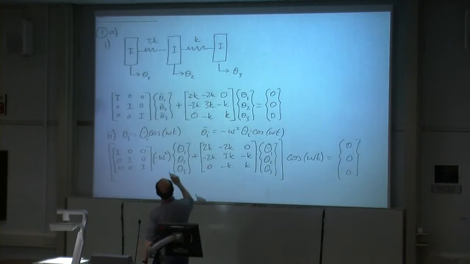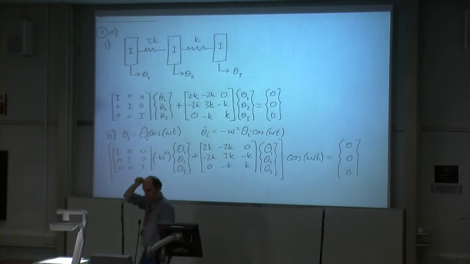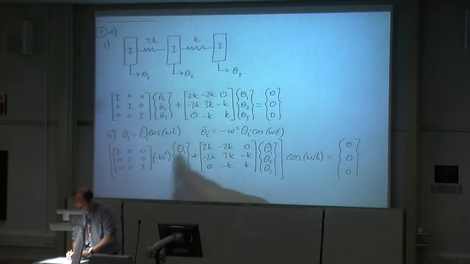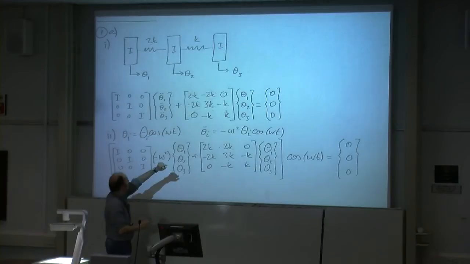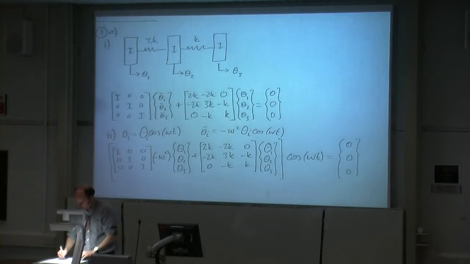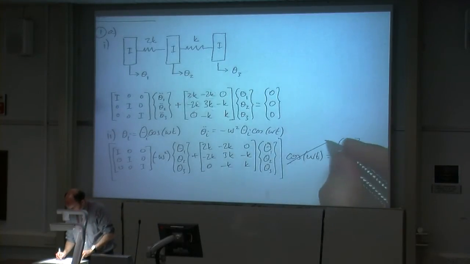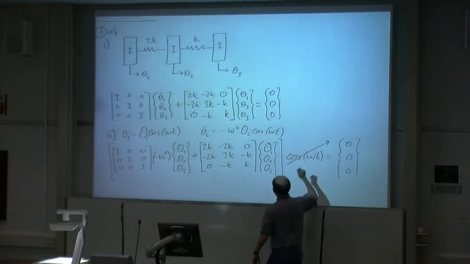So you see where we've got theta double dot, we've replaced it with minus omega squared times theta cosine omega t. Okay? Minus omega squared times theta times cosine omega t. And obviously where we've got theta 1, 2 and 3, for the stiffness we've just replaced it with big theta cosine omega t. That disappears, fortunately. You don't need to worry about it. Okay, divide both sides by cosine omega t and it just drops out.